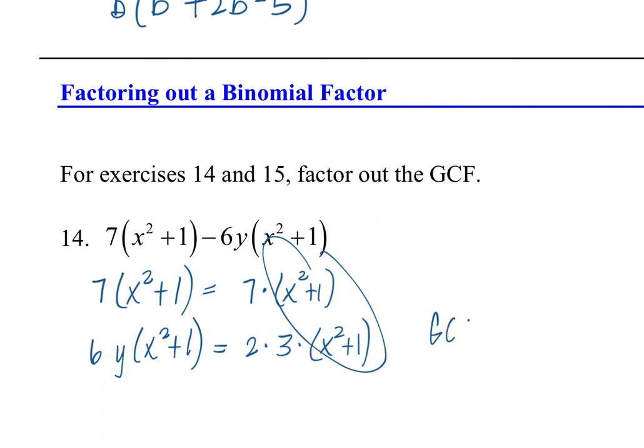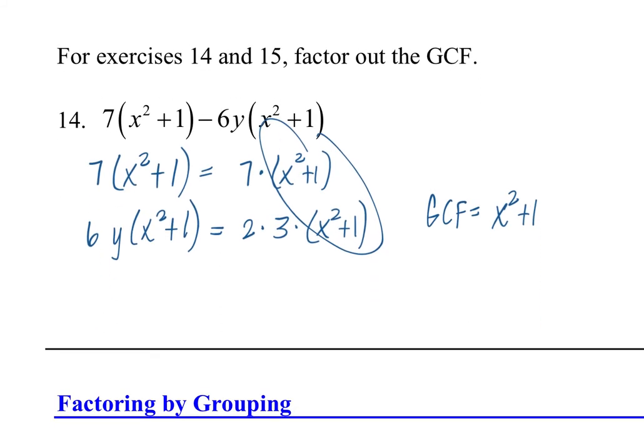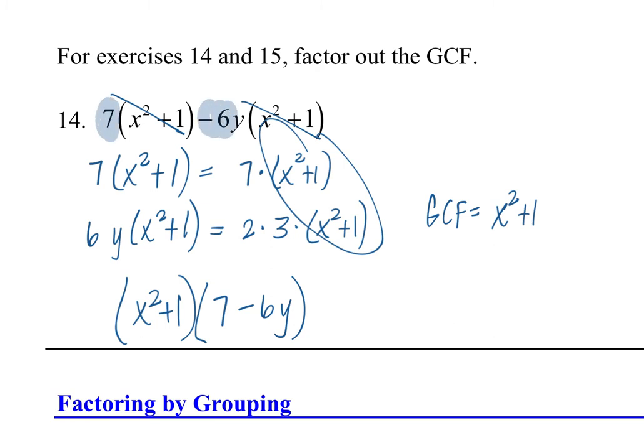So there's a GCF of x squared plus 1. Now, if we factor out x squared plus 1 from the polynomial up here, if you take it away from the 7 times x squared plus 1 minus 6y times x squared plus 1, you're left with 7 minus 6y. Imagine, though, if you literally took x squared plus 1, what they have in common, away, what are you left with? Well, you're left with 7 and negative 6y. So that is fully factored.